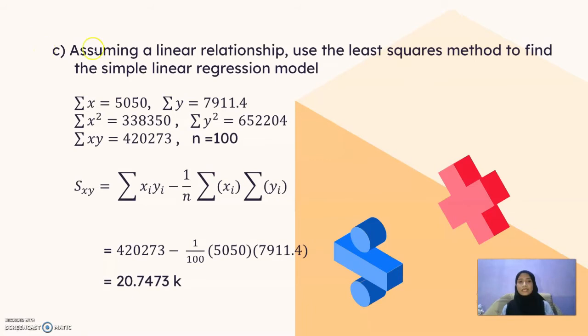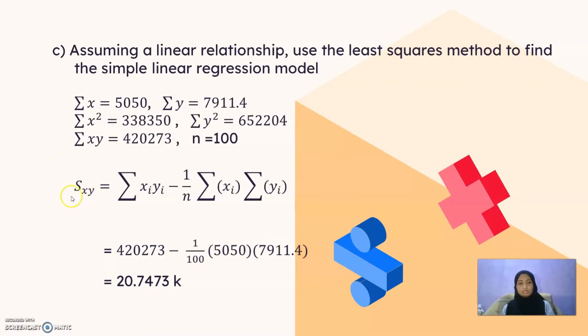Question C. Assume a linear relationship. Use the least squares method to find the simple linear regression model. All of this data we got from the data table. We just need the sum of x, sum of x squared, sum of x multiplied by y, sum of y, sum of y squared, and the number of samples.